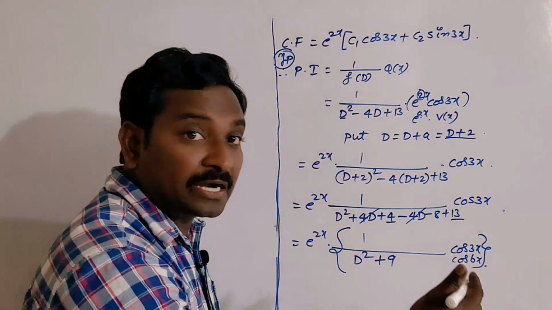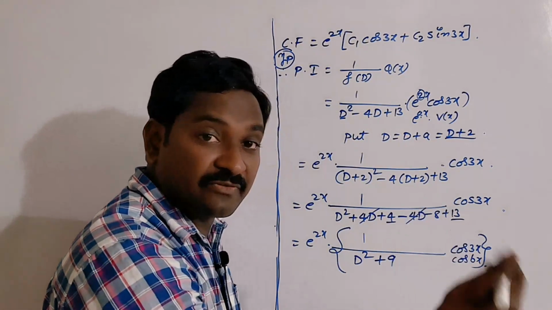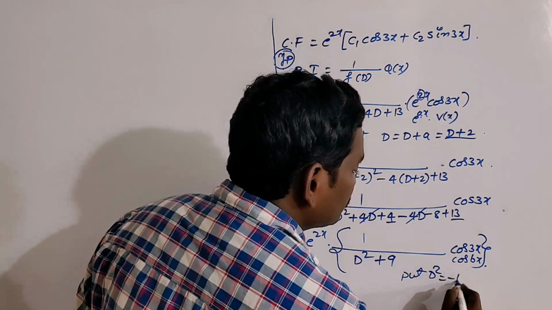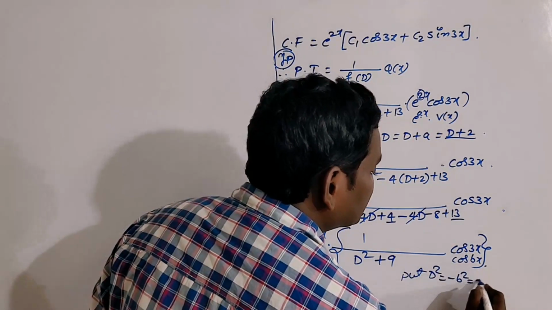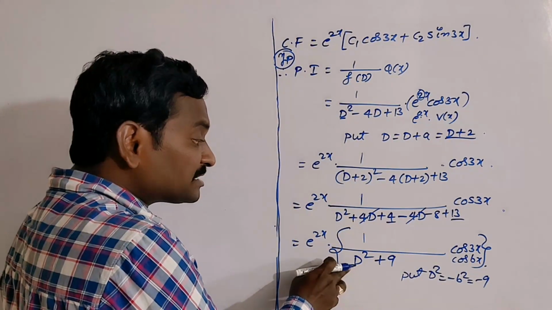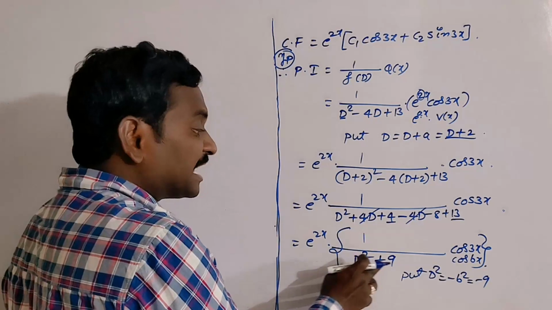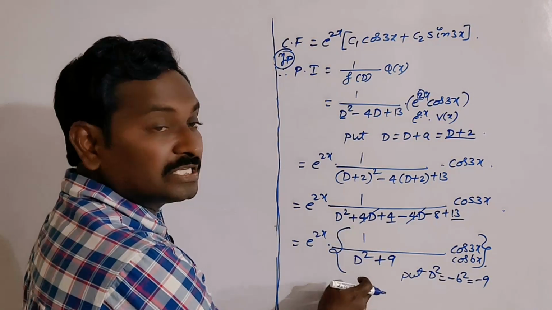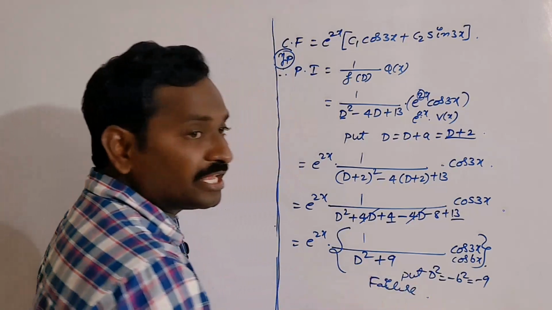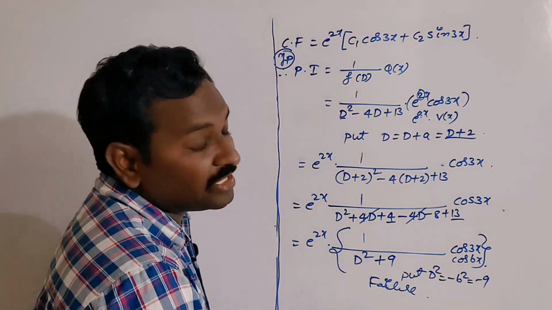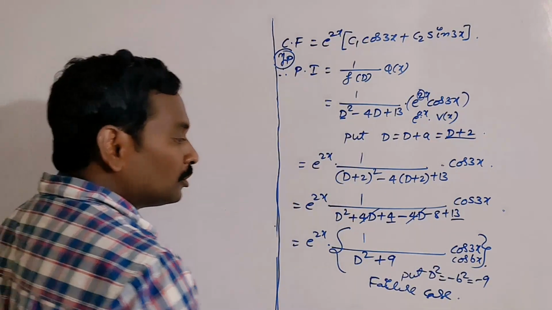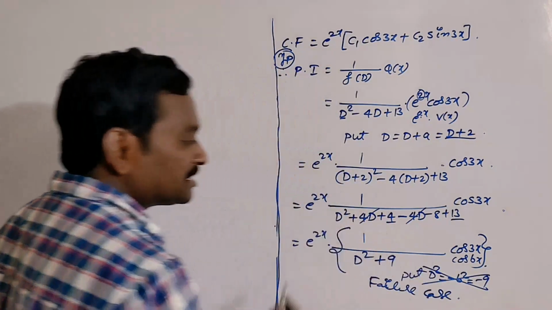Whenever the right hand side part is in the form of cos bx, otherwise sin bx, what is the rule? To replace D square is equal to minus b square, it would be minus 3 square, it would be minus 9. But by replacing D square is equal to minus 9, you will get 1 by minus 9 plus 9, 1 by 0, which is a failure case. Okay, 1 by 0 means infinity. There is no meaning for infinity. That's why here our rule fails. So don't replace D square is equal to minus 9.